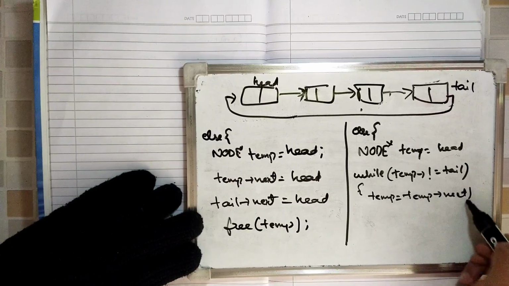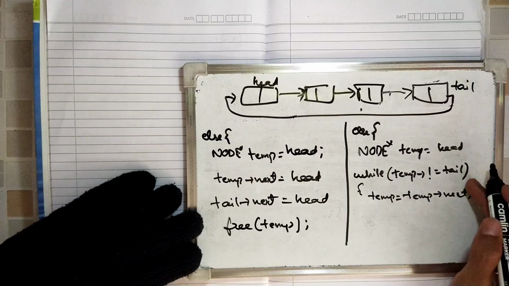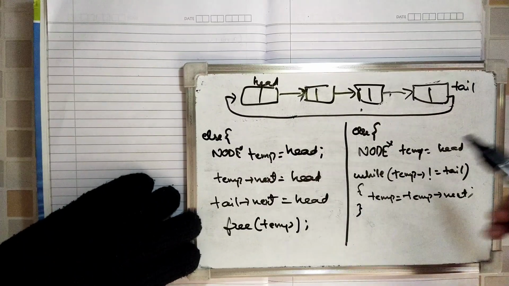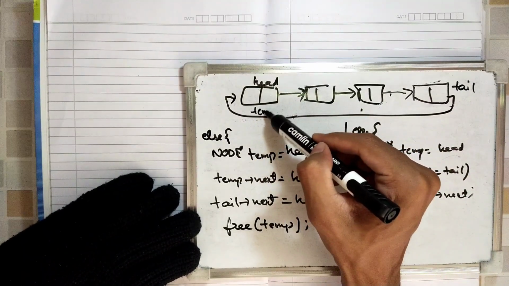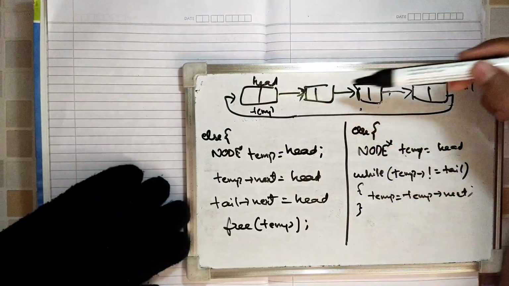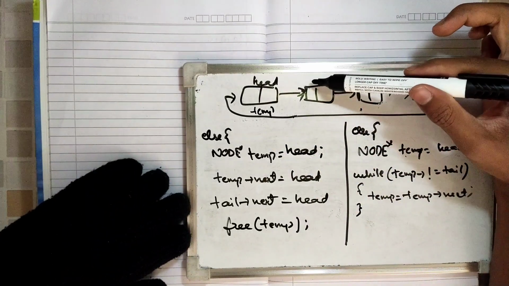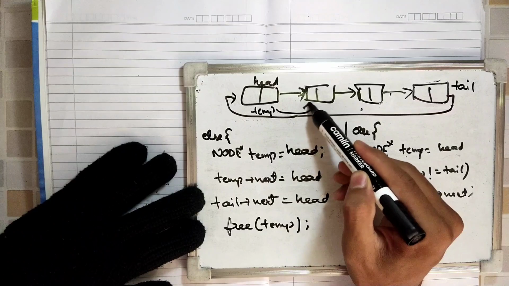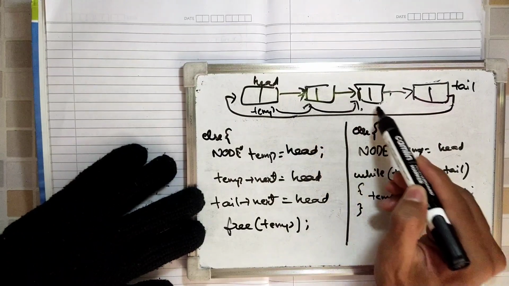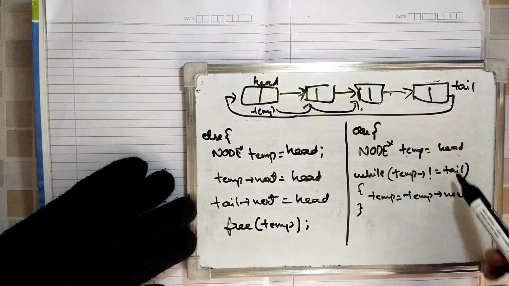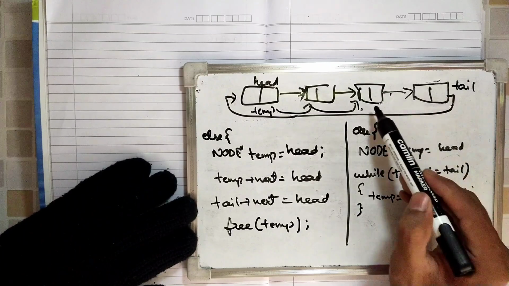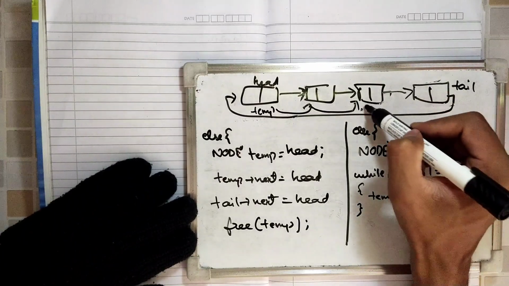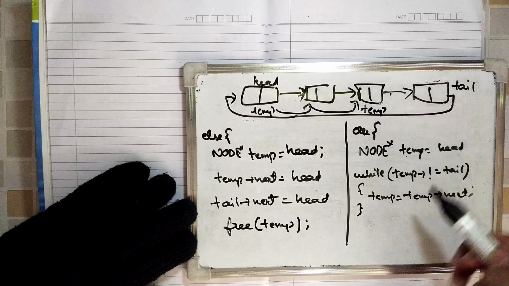Okay, so see here. Now see, my temp was here. How? Because of this line: temp of next is not equal to null, true, it will come here. So my temp went here. Now again temp of next is not equal to null, it will go here. Now temp of next is not equal to tail. Temp of next is tail, right? So it will stop here, it will come out of the loop. So my temp is here now, and it came out of the loop.